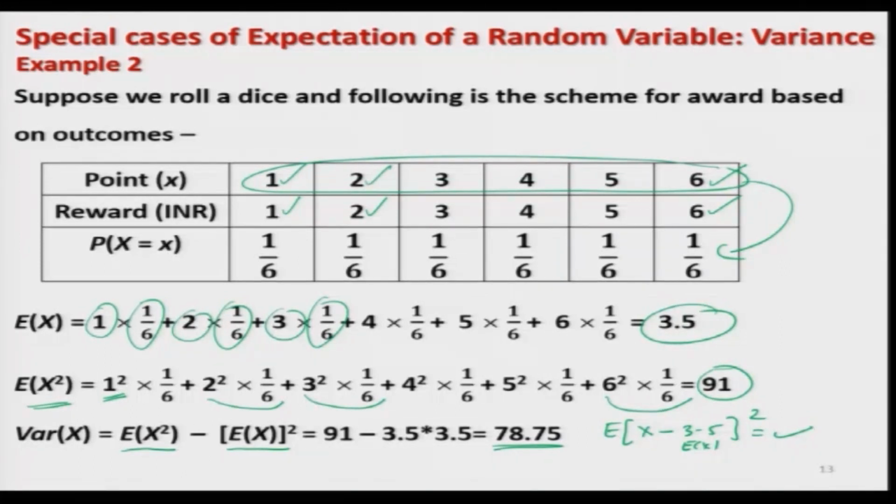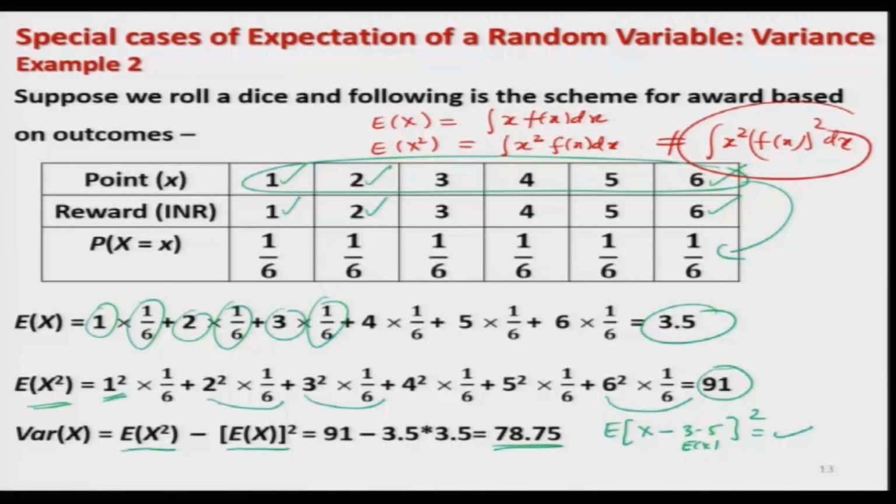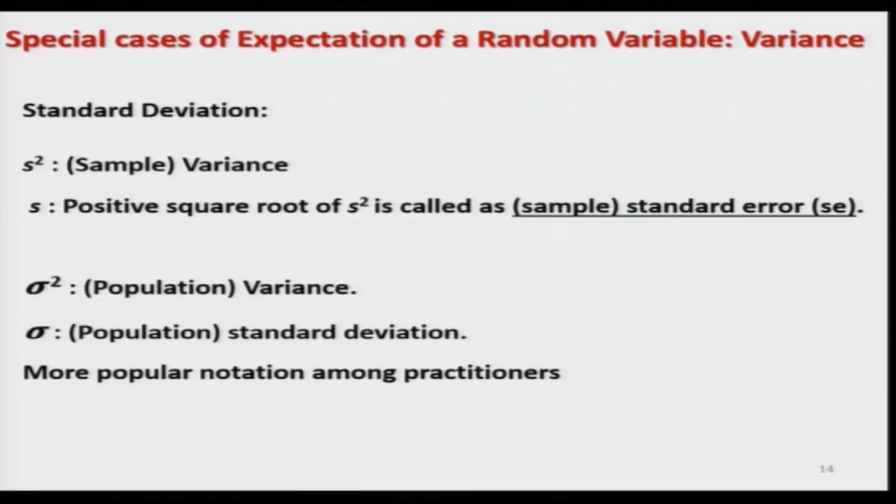One thing I would like to warn all the students: when we are trying to find the expected value of x, this becomes the integral of x f(x) dx, and when we are trying to find the expected value of x square, this becomes the integral of x square into f(x) dx, which is not equal to something like x square f of x whole square dx. Remember, do not make this type of mistake. Sometimes people try to square the probability function also. No, you simply have to square only the value of the random variable. I hope you will not make any such mistakes.